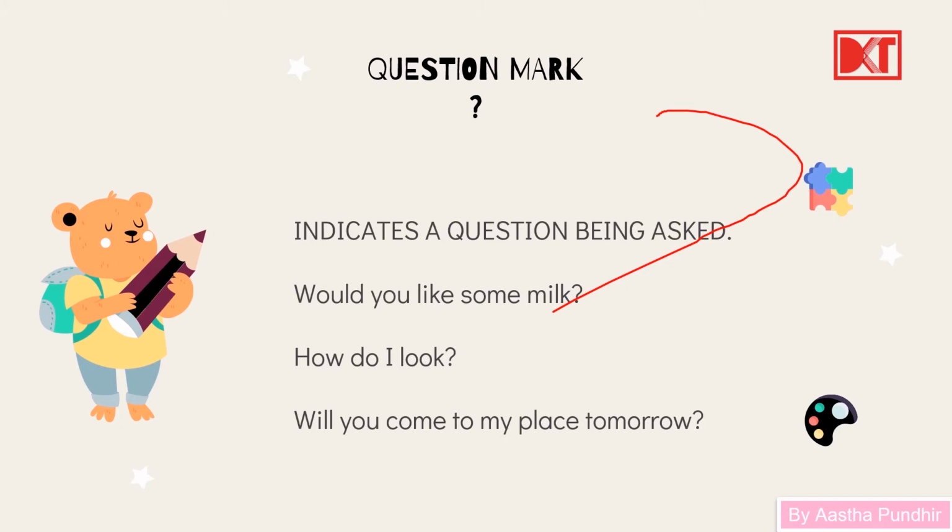Now question mark is probably one of the easiest punctuation marks. It is used when it indicates a question being asked. Like, would you like some milk? Question mark. How do I look? Question mark. Will you come to my place tomorrow? Question mark. So I'm pretty sure that you will never make a mistake in the punctuation which requires a question mark. This is one of the easiest. Alright, let's move on to the next one.